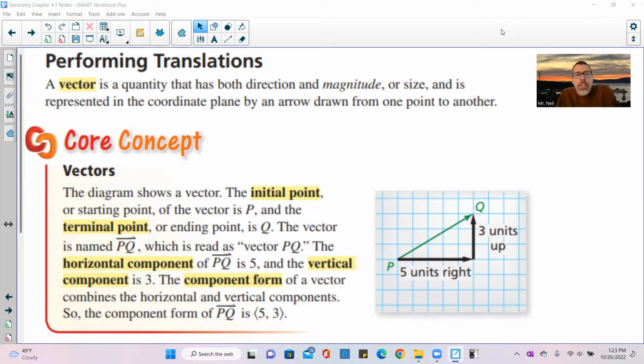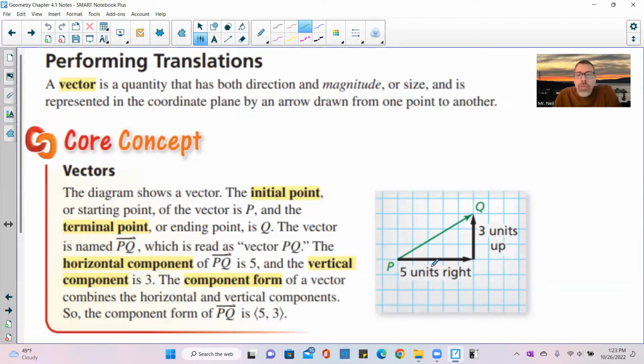So the core concept here says vectors. The diagram shows a vector. So this green arrow that looks like a ray, we are now going to call them vectors in the coordinate plane. It has an initial point, or starting point, that's at P, and the terminal point, or ending point, is Q. So this doesn't go on forever and ever like a ray does. It does have an end point. The arrow just tells us the direction. So we know that P is our initial point and Q is our terminal rather than the other way around. The vector is named vector PQ.